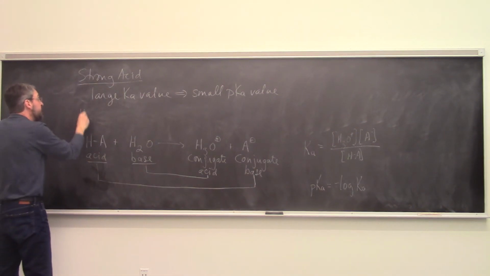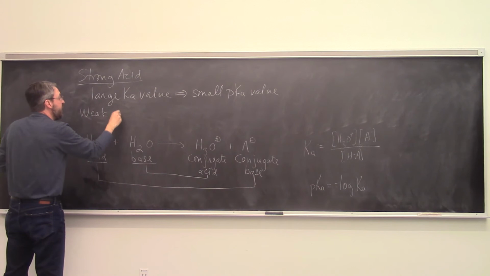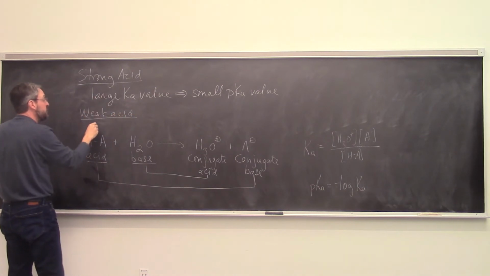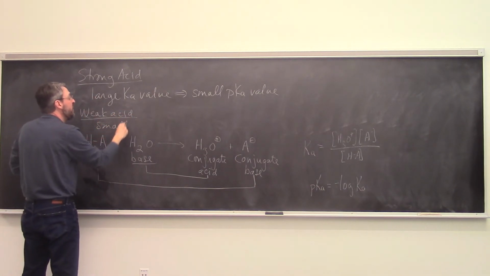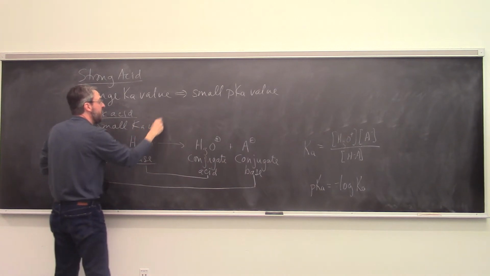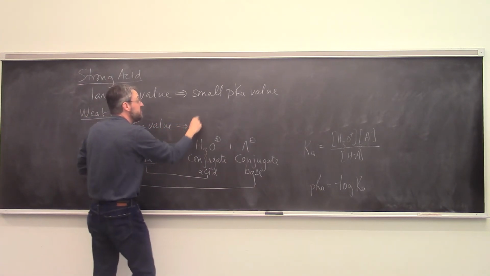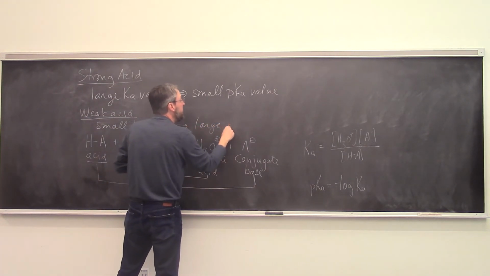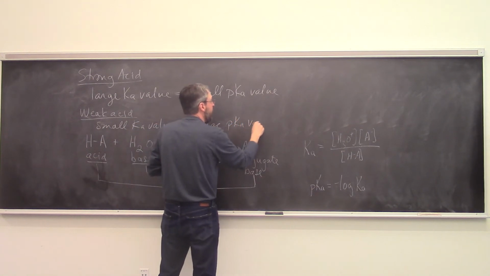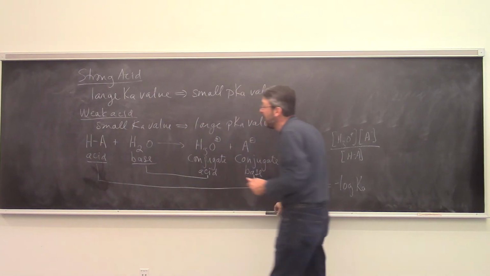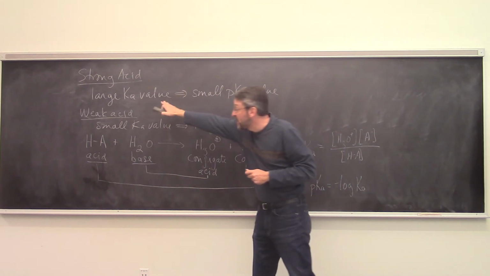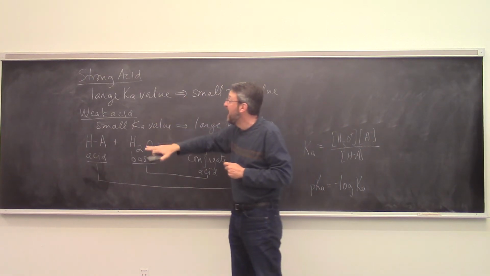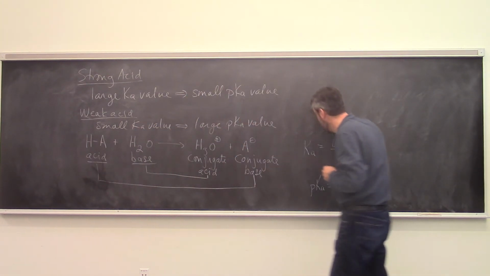For a weak acid, well, it's just the opposite. This will have a small Ka value, which means it will have a large pKa value. Okay, so again, strong acid, large Ka, small pKa, weak acid, small Ka, large pKa.